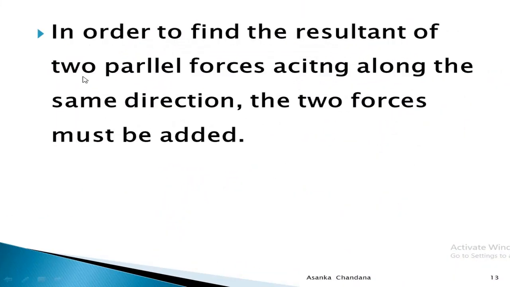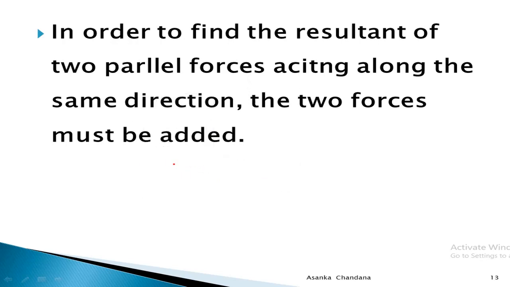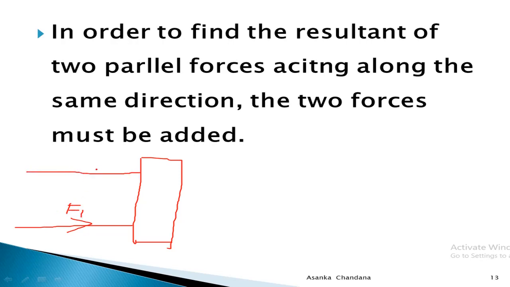In order to find the resultant of two parallel forces acting along the same direction, the two forces must be added. Now think, there is an object like that. One force, F1, is exerted like that, and a parallel force, F2, is exerted like that. Then the single force equivalent to these two forces is the resultant force.